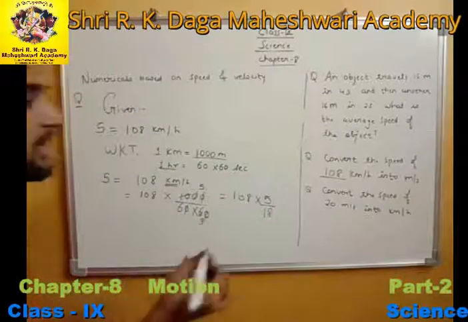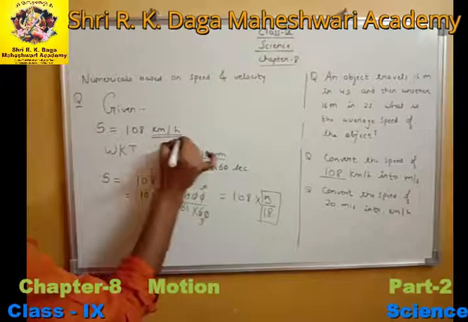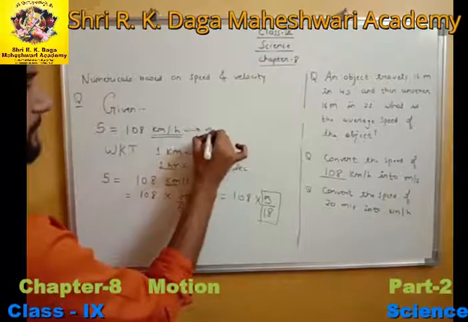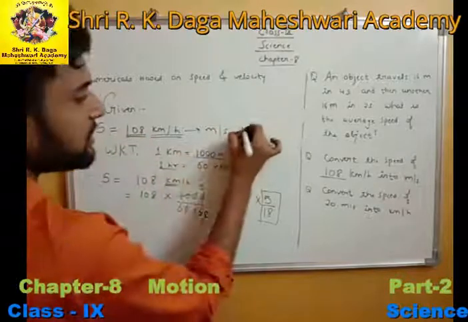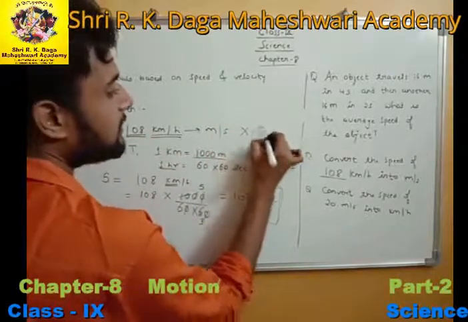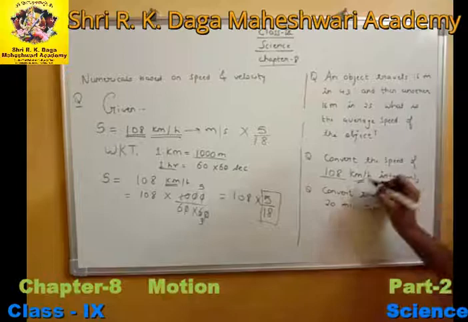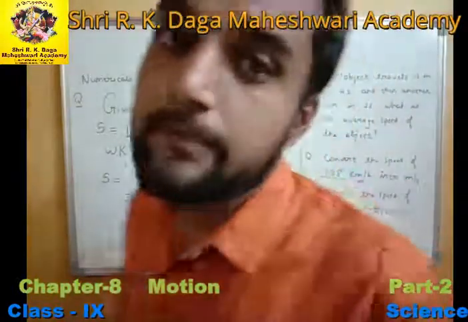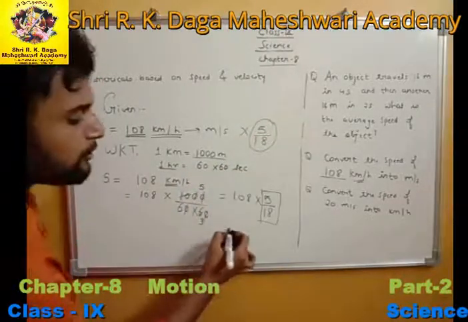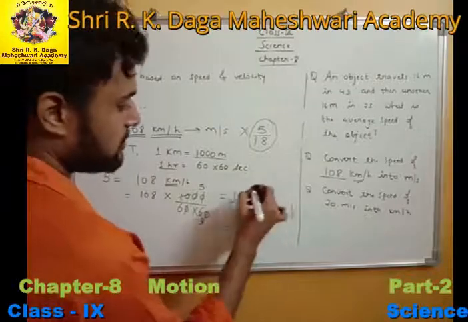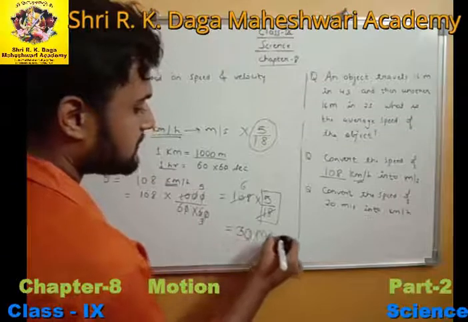So from here we can say that whenever we have to convert the speed of kilometer per hour into meter per second, then what do we have to do? We have to multiply the given speed with 5 by 18. Okay. So keep it in mind that whenever we have to convert the speed of kilometer per hour into meter per second, then we have to multiply that speed with 5 by 18. So on solving, what do we get from here? 18 6s are 108 and 6 5s are 30 meter per second.